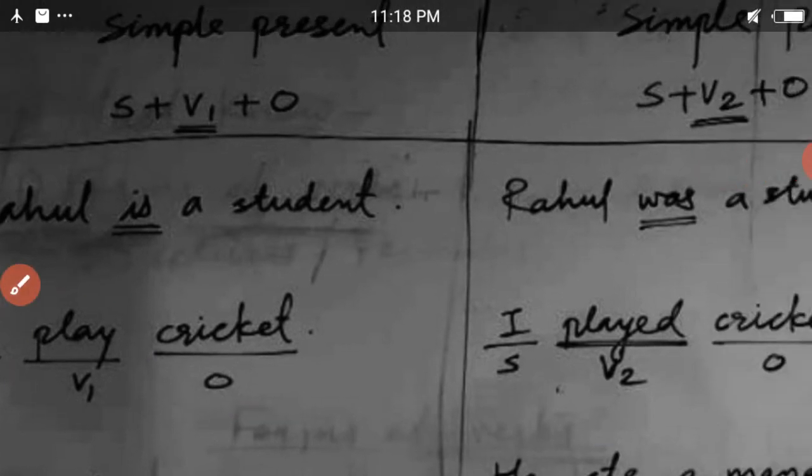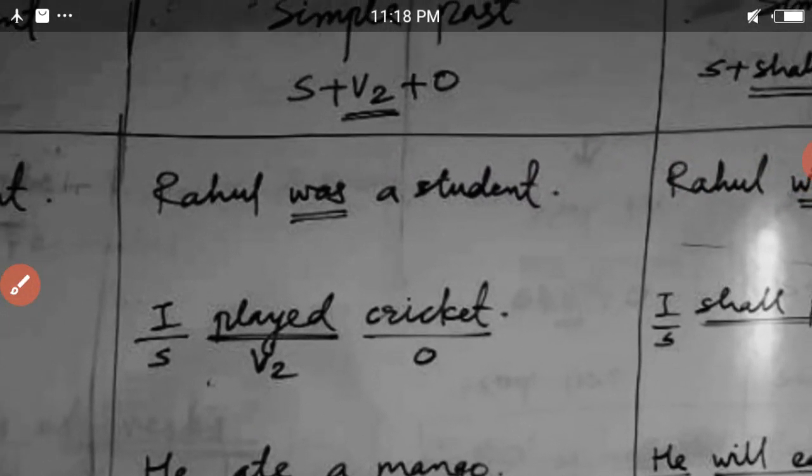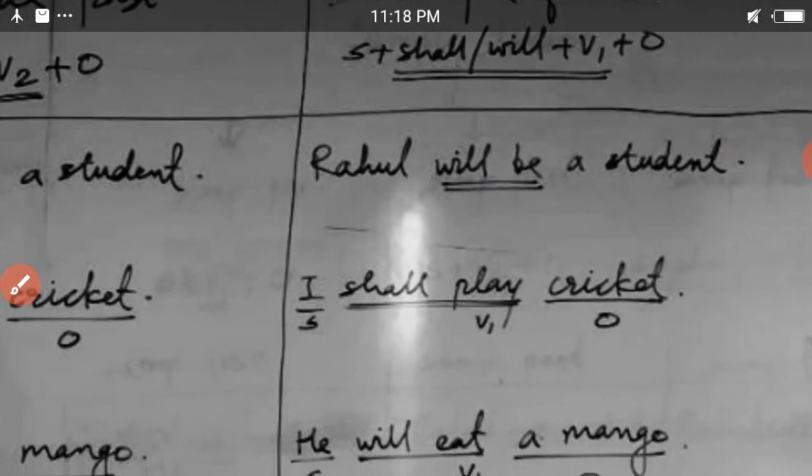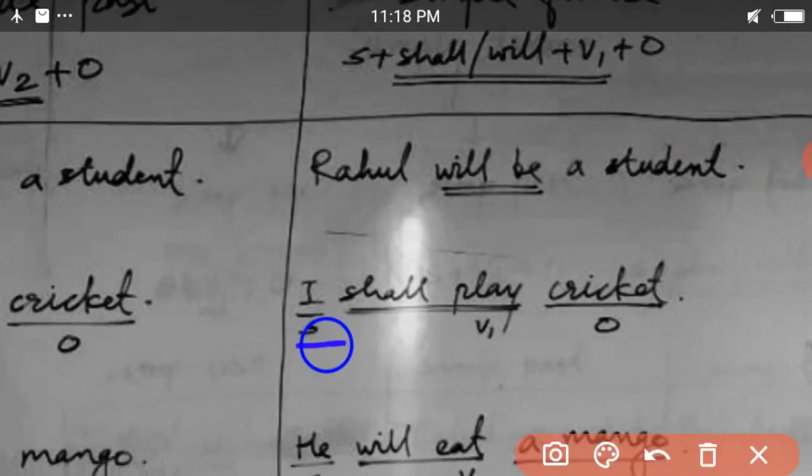So what will be the answer? It is here: I played cricket. So subject and object remain the same, and the verb is written in its second form, that is V2 form, played. What about future? Again, subject and object will remain the same and only the verb will be changed. What is the structure?